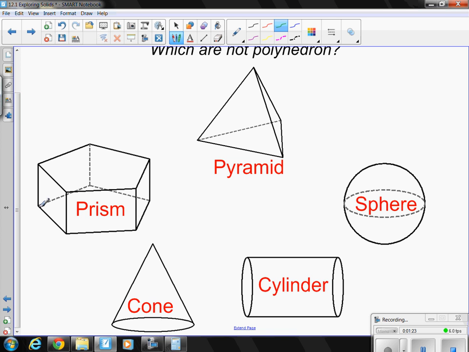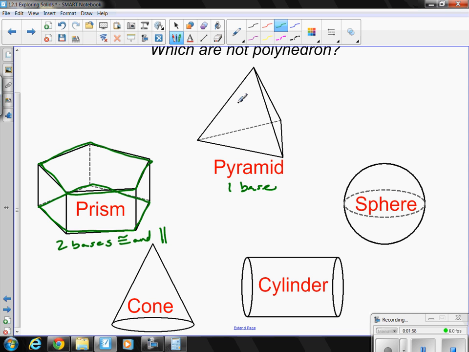There's a prism, which has two congruent bases. So this has two bases. Those bases are both congruent and parallel. Okay, so notice these rectangles cannot be bases because they're not parallel. So they are congruent and parallel. That's a symbol for parallel. Pyramid just has one base.